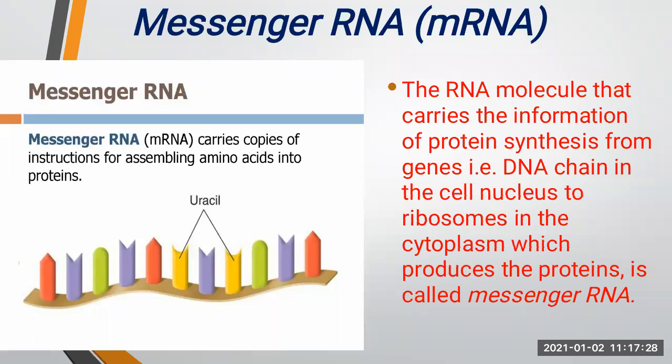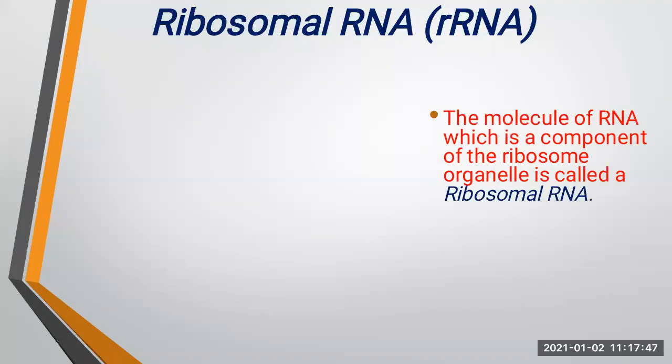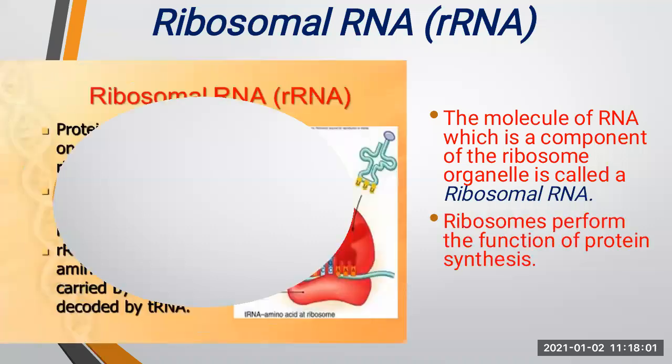So we have seen messenger RNA. What is the function? mRNA copies the information from the DNA and it brings it to the ribosomes. First, messenger RNA gives this information to tRNA. So this tRNA takes the information, it decodes the information, and then according to that, whatever amino acids are required, it takes the amino acids to the ribosomes, and the ribosomal RNA does the protein synthesis.